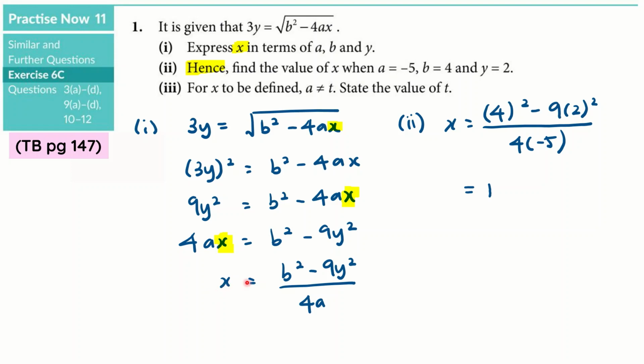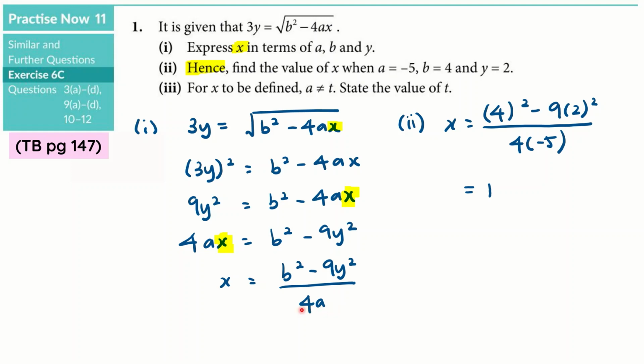So looking at this formula itself, what is it about a that will cause x to not be able to become a valid value? So we see that a is in the denominator, and it is with the 4 as well, so it's 4a, right?